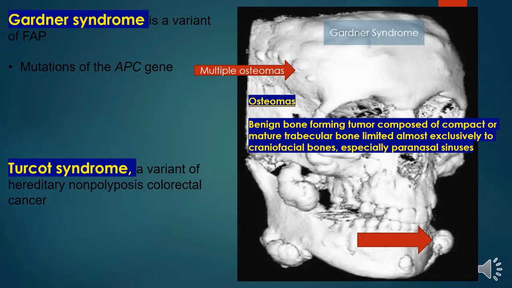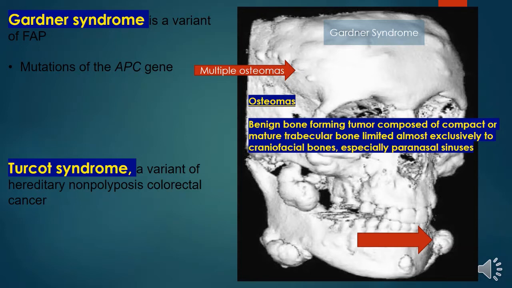Gardner syndrome is a variant of FAP characterized by the presence of numerous large bowel adenomas with multiple osteomas of the skull and mandible, associated with multiple keratinous cysts of the skin. The mutation is in the same APC gene, and the potential for development of large bowel carcinoma is no different from the typical FAP.